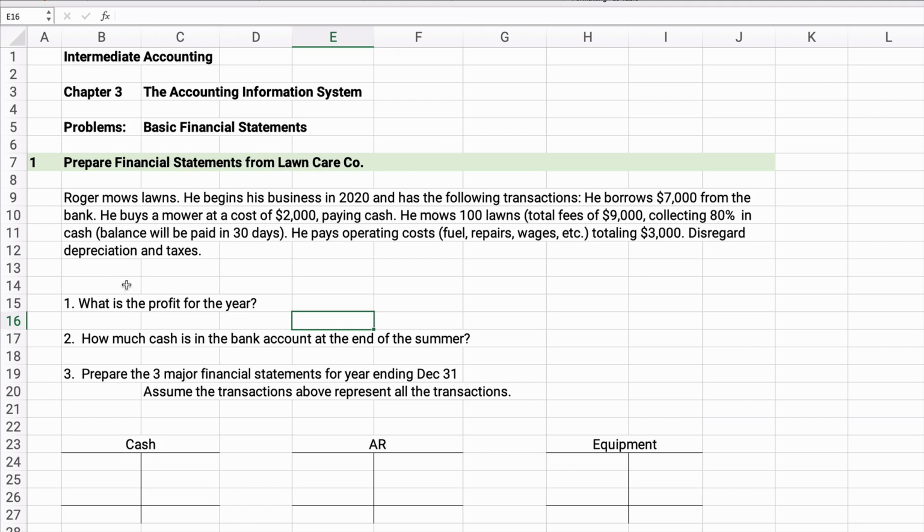So we have a couple of questions. What's the profit for the year? Well, we're going to have to calculate the income statement and prepare that. How much cash is in the bank? Well, we're going to have to figure that out. We can look at the balance of cash, and we'll do this here in just a minute. And then the 3 major financial statements as of December 31st. So this is just a few sentences. Can we calculate the transactions and record the transactions and calculate then the financial statements?